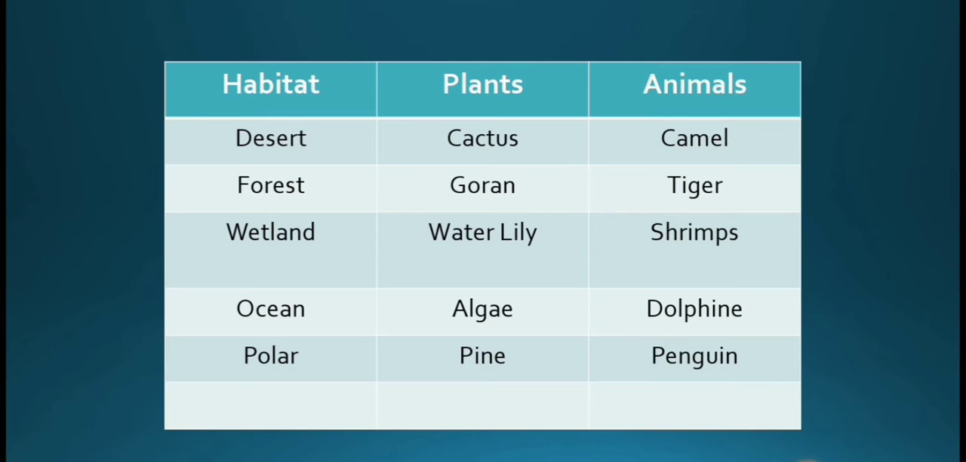So the desert habitat, the plant's name is cactus, the animal's name is camel. The forest habitat, plants, it is goran, and animals, it is tiger. In wetland habitat, plants are water lily, animals, streams. In ocean habitat, plants, algae, animals, dolphin. In polar habitat, plants, pine, animals, penguin. So, you have to complete this activity in your book. Have you understood?